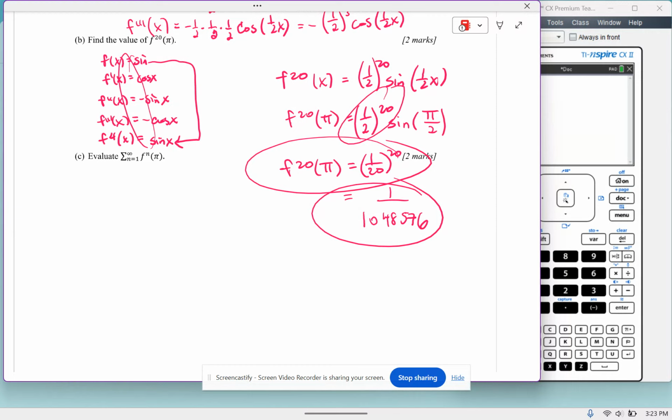Do we know the infinite sum of an arithmetic sequence? No. But we do know the infinite sum of a geometric sequence. So let's try to find those terms. Let's try to see if we can identify r, and then let's try to see if we can plug it into the infinite sum formula, and we will get our answer. Okay? So let's go ahead and do that. We've got f prime of pi is going to be my u sub 1.